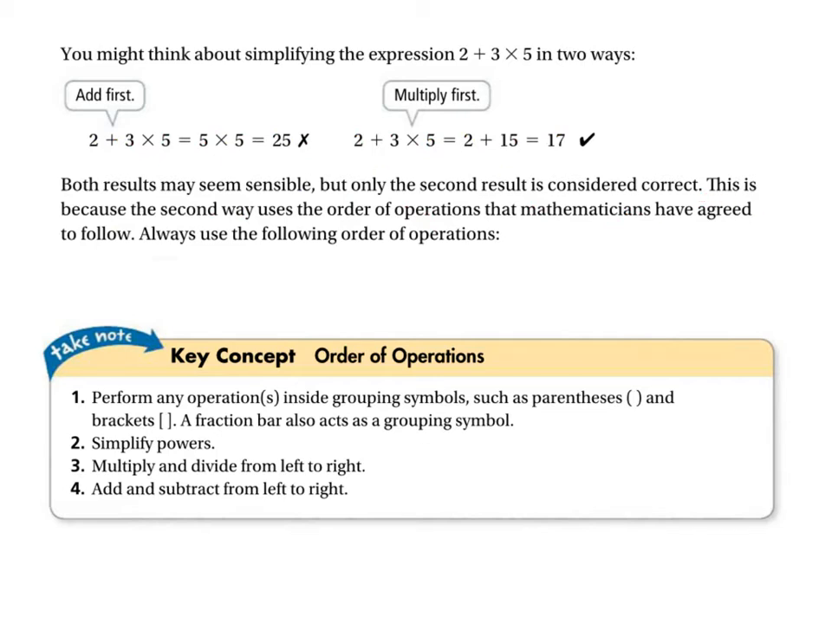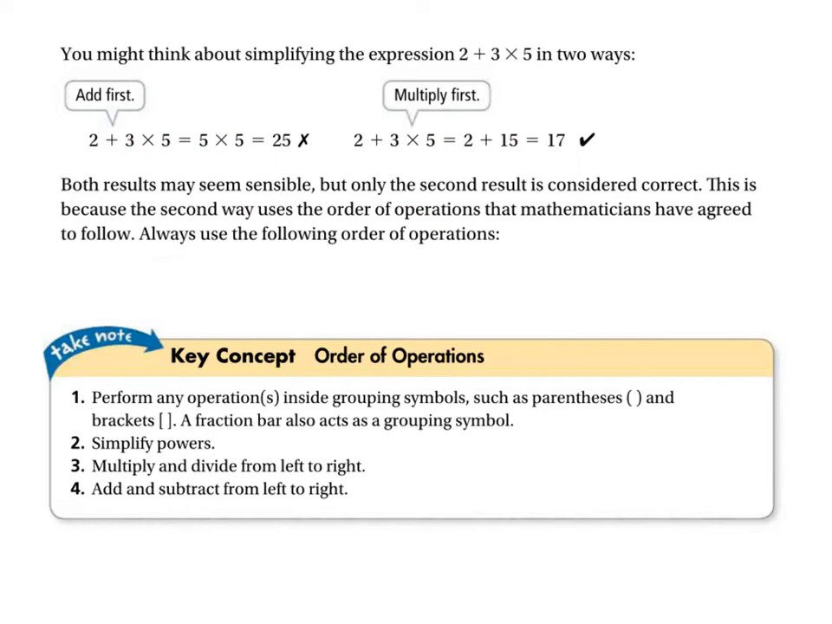Mathematicians have agreed that we're going to do all of these operations in the same order. Everyone does it in the same order, because you can see that when you don't, you end up with different numbers, and we can't have mathematicians doing the same problem and coming up with different numbers. So we need to know how we're doing it. And here's how we do it.